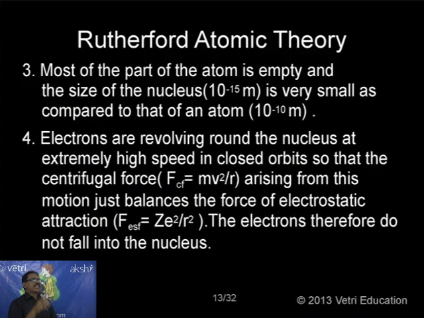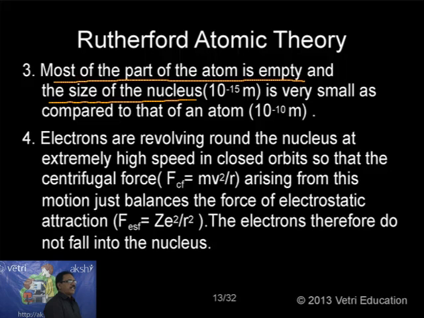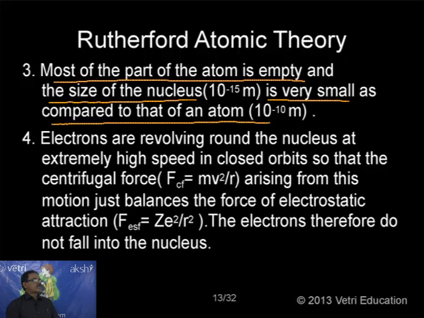This is based purely on the experimental evidence: most of the body of the atom is empty. The size of the nucleus, 10 to the power of minus 15 meter, is very small as compared to that of an atom, which is 10 to the power of minus 10 meter. This is purely based on the experimental results, because most of the alpha particles penetrate without any deflection. That means the atom is empty, and the center is the nucleus. The size is very, very small, 10 to the power of minus 15 meter, as compared to that of an atom.